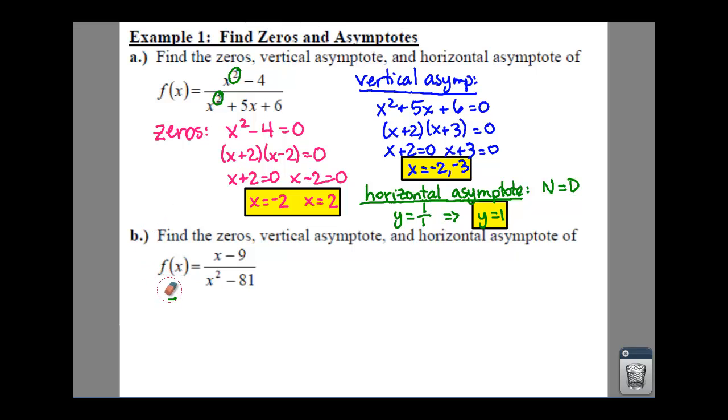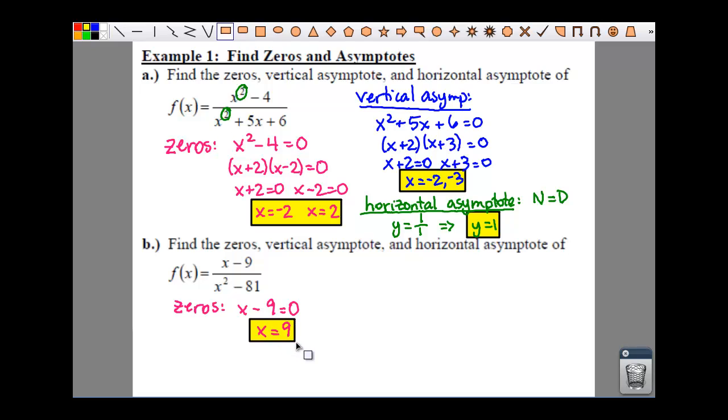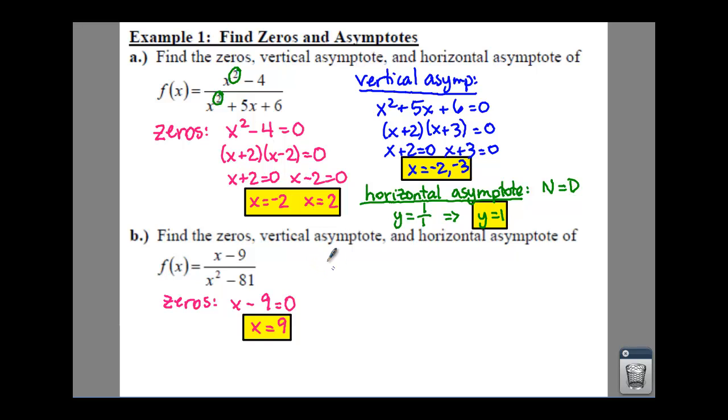Alright, we're back. Let's find your zeros. So your zeros, you would just say x minus 9 is equal to 0, which means add 9 to both sides. There is your 0. So that means on your x-axis, you're going to go to the right 9 and put a little dot. That's where your graph is going to cross your x-axis.